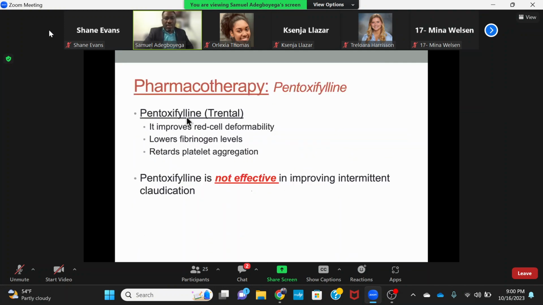Okay, this is what I was talking about. Pentoxifylline improves red blood cell deformability and lowers fibrinogen, which can lead to some kind of bleeding. But again, it's not that bad.